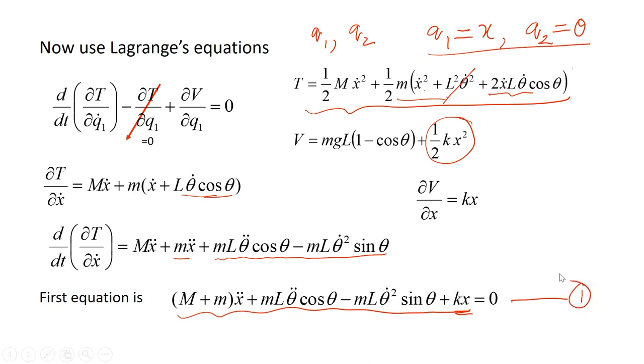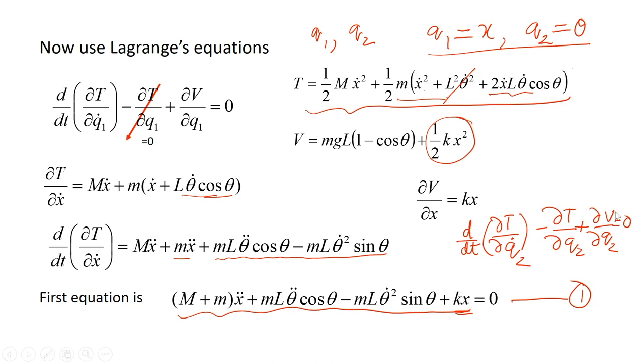The second equation we have to obtain again by writing Lagrange's equation in this form, d by dt of del T by del q 2 dot minus del T by del q 2 plus del V by del q 2 equal to 0. Okay. So, let us do this operation.